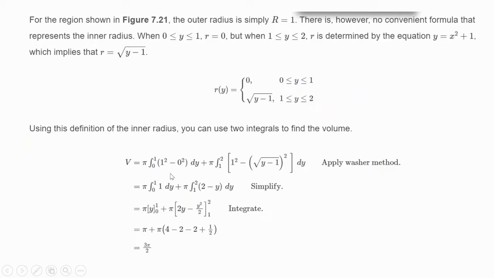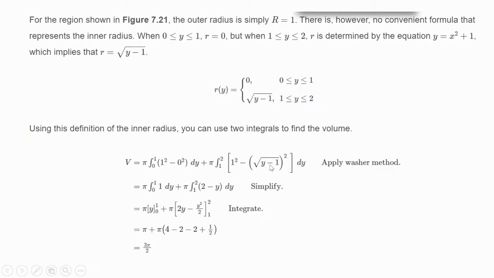Okay. So the volume is going to be these two integrals. So the volume is equal to pi times the integral from 0 to 1 of the outer radius squared, which is 1 squared, minus the inner radius squared, which is 0. That's just going to be 1, but we'll do that in a moment.